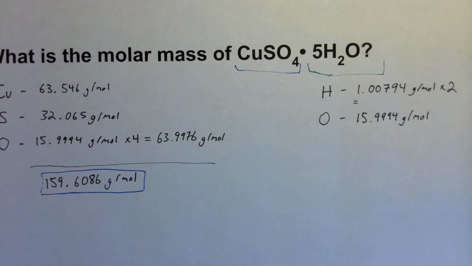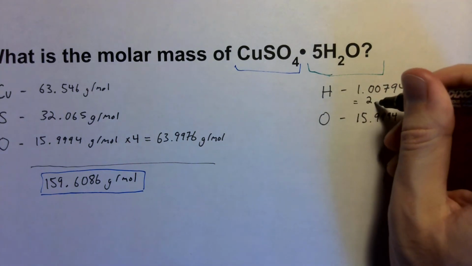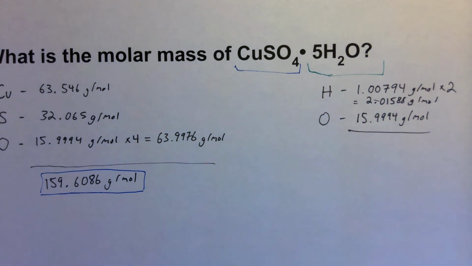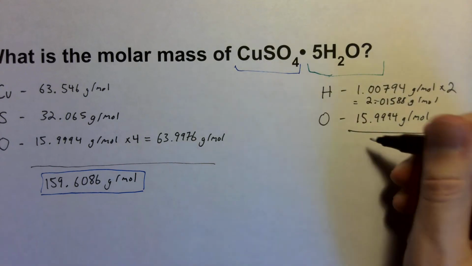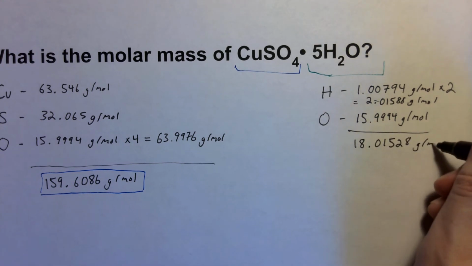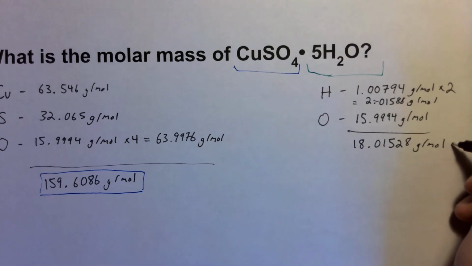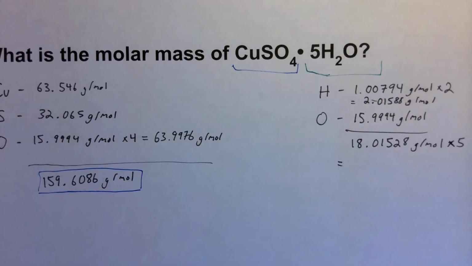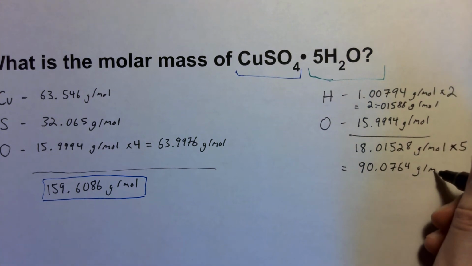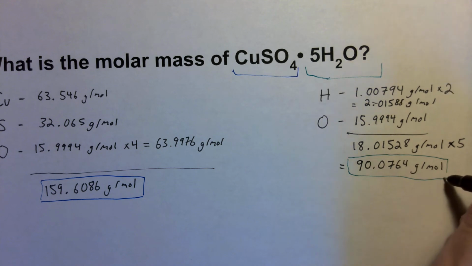So we're going to know that in the end, the mass of this molecule here, just based on the hydrogen, is 2.01588 grams per mole. Then we add this number together with this number to get the molar mass of the water. And we see that our molar mass of the water there is 18.01528 grams per mole. But we remember that there's 5 of them, so we're going to have to multiply this value by 5. So when we multiply that by 5, we're going to get 90.0764 grams per mole. And that gives us the molar mass of this compound from the water.